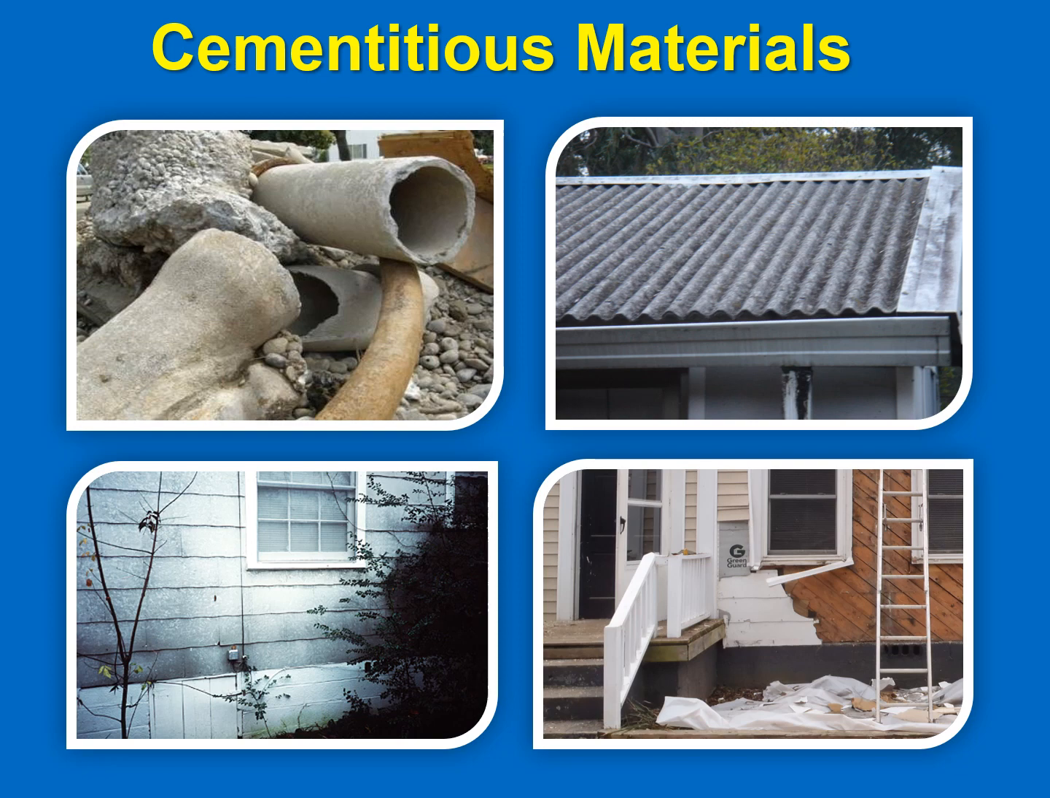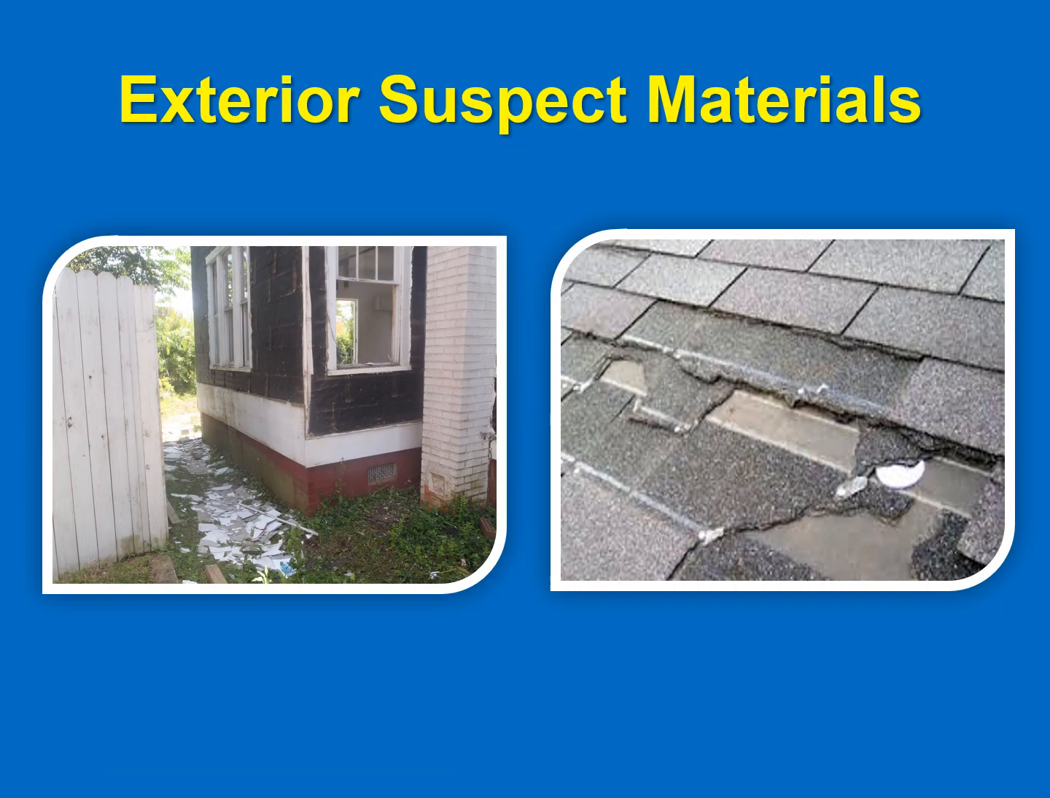Cementitious materials, whether we're talking about roofing or piping or siding, you see photos there of the siding on the exterior of homes. AC cement pipes are found as part of the water systems throughout the United States of America. Over 600,000 miles of such pipes exist in this country today. Other photos show exterior suspect materials, including asphalt roofing shingles, some of which you may find dislodged and on the ground in damaged condition.